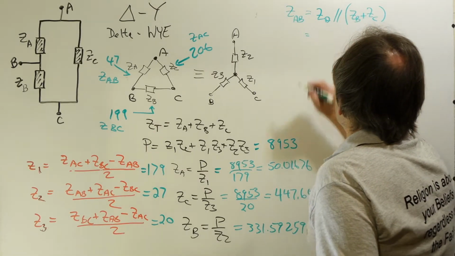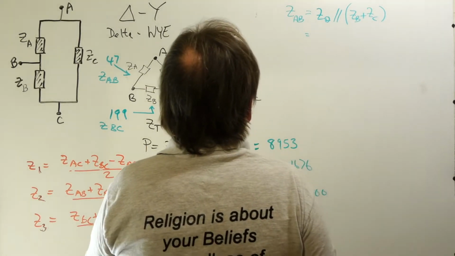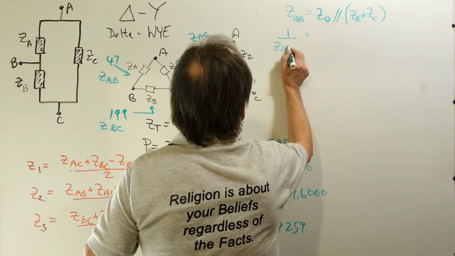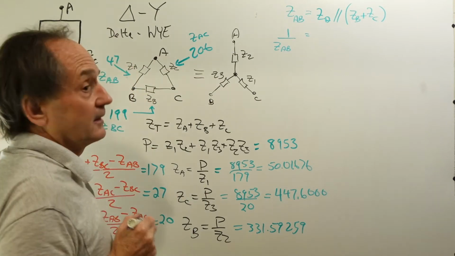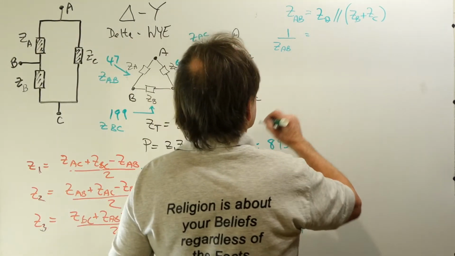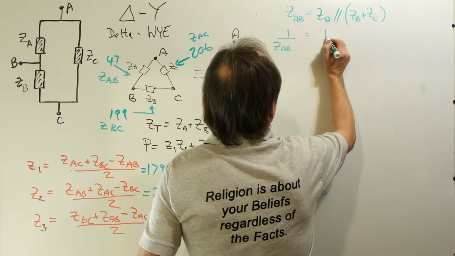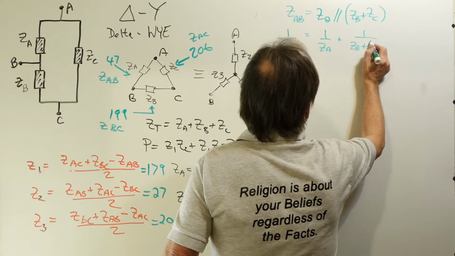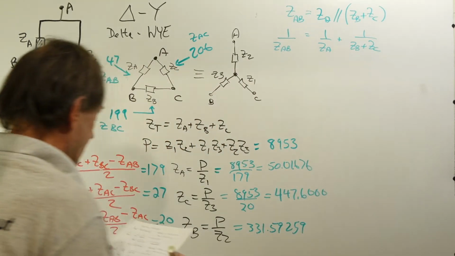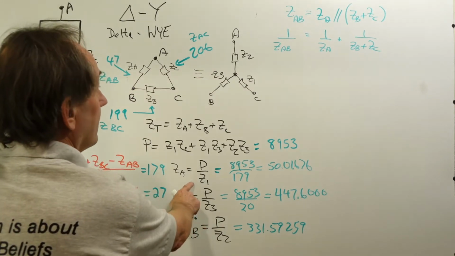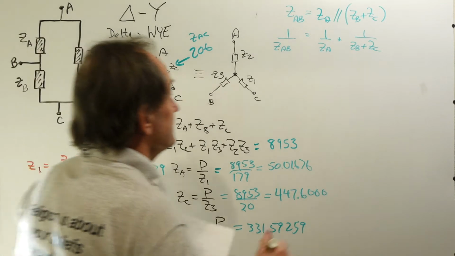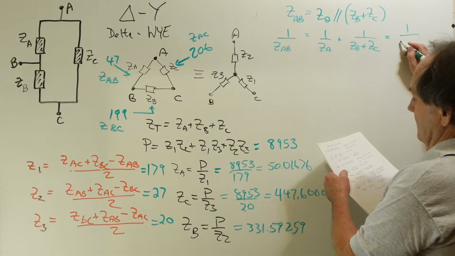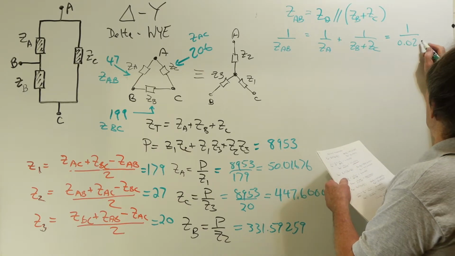Well, we can write, for a parallel network, we take the reciprocals and work with admittances or conductances. So 1 over ZAB is 1 over ZA plus 1 over ZB plus ZC. If we put our numbers in for A, B, and C into this equation here, this comes out to 0.02128.